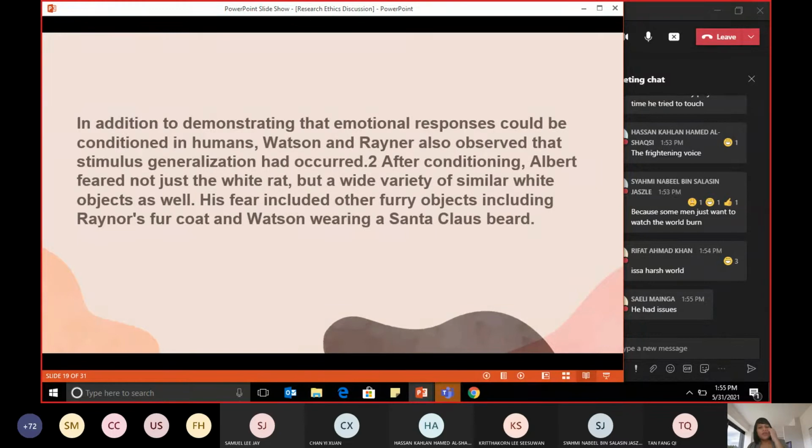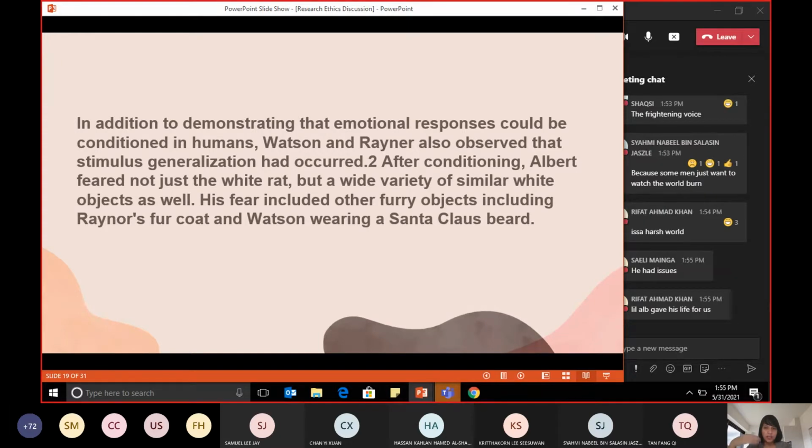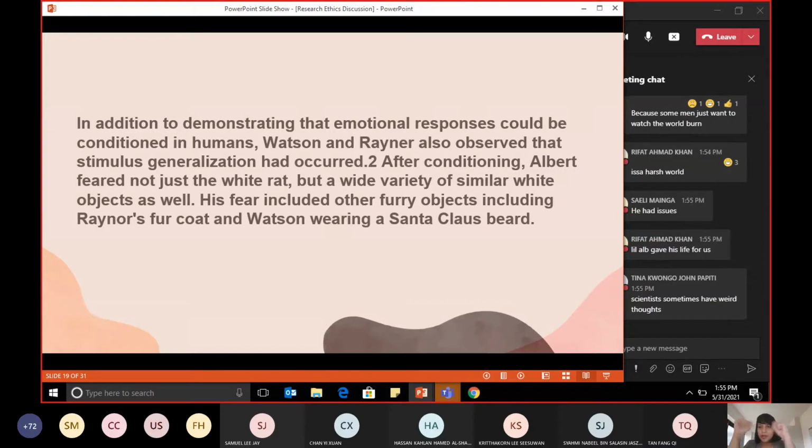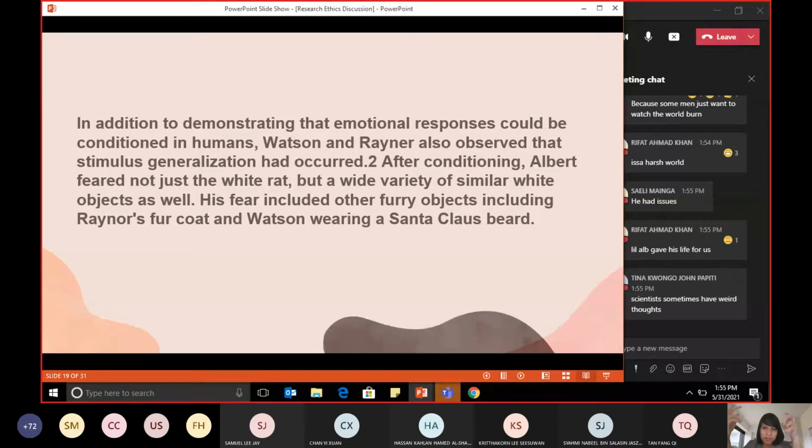So they observed the emotional responses, and that's what we call generalization. After conditioning, Albert feared not just the white rabbit, but almost everything. Almost everything. Yes, I agree, Tina. They do have weird thoughts. Yes, I think maybe they prefer to dig deep about certain topics without considering other people's traumatic experience, without considering any other unforeseen circumstances. But that's what happened to little Albert.